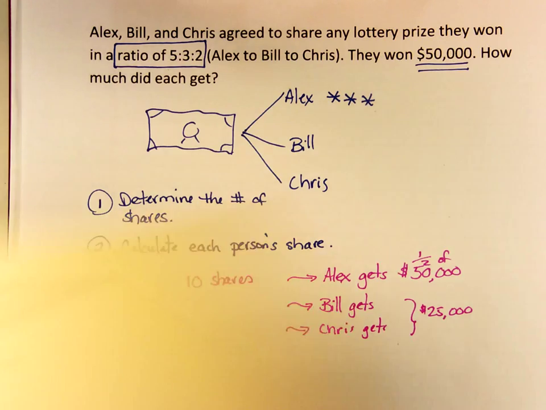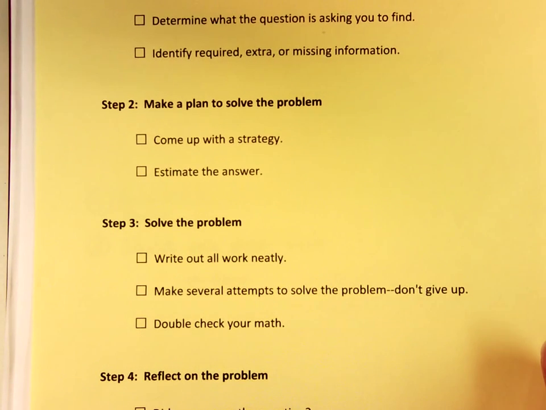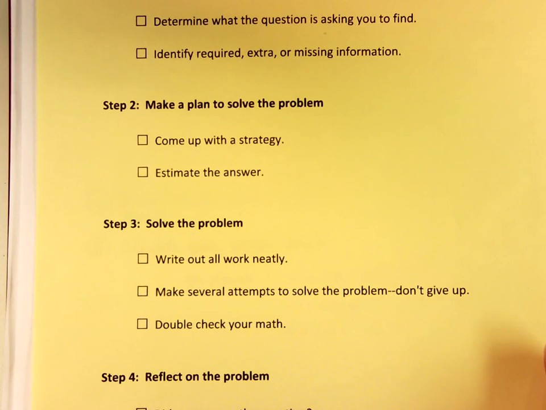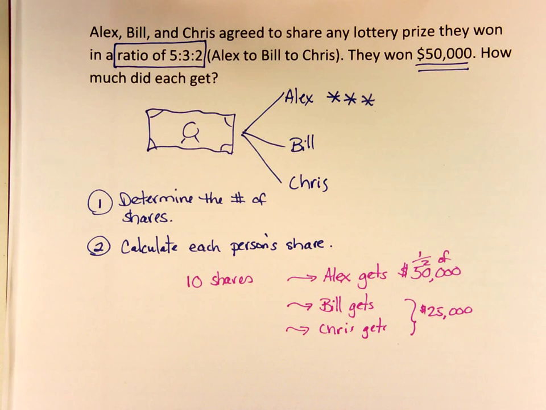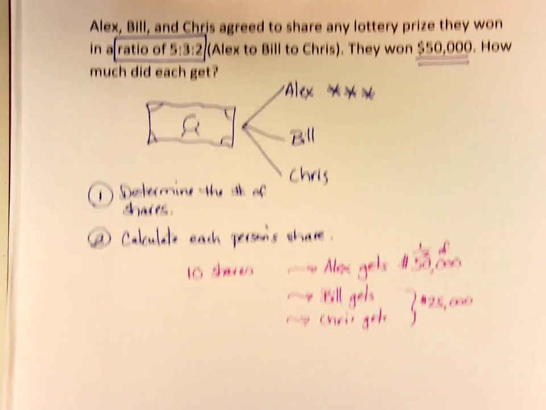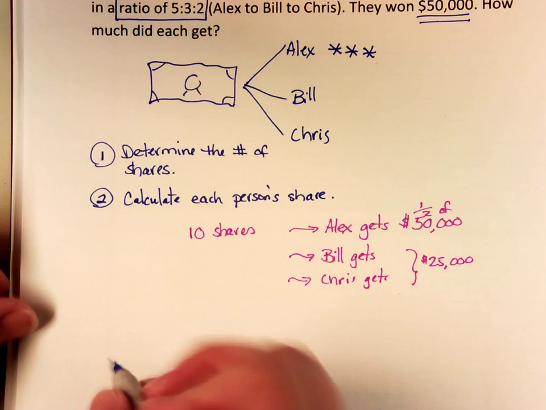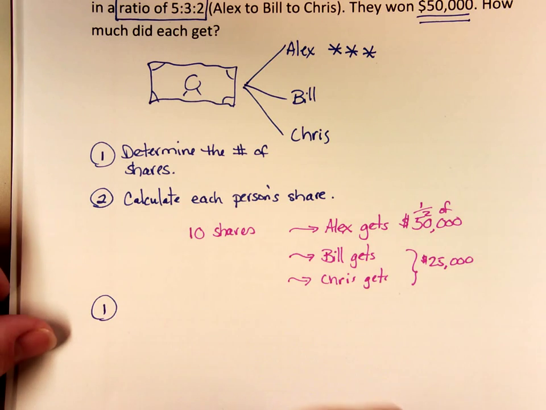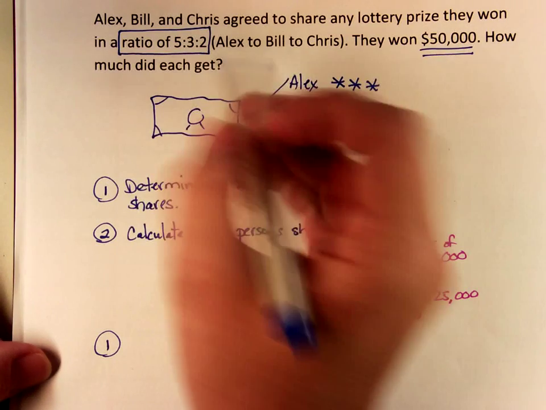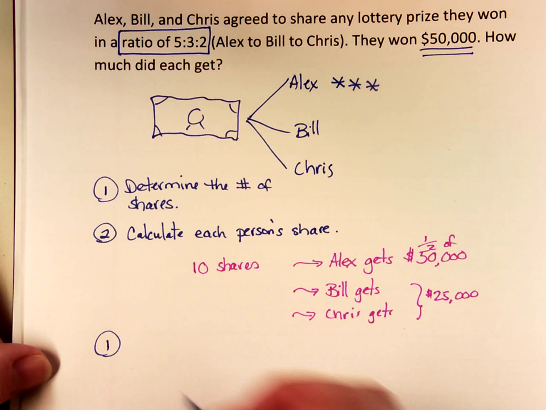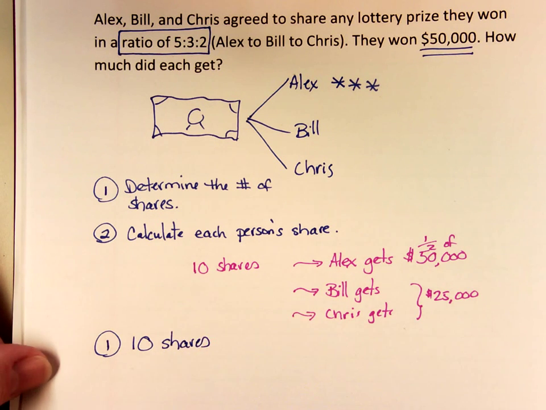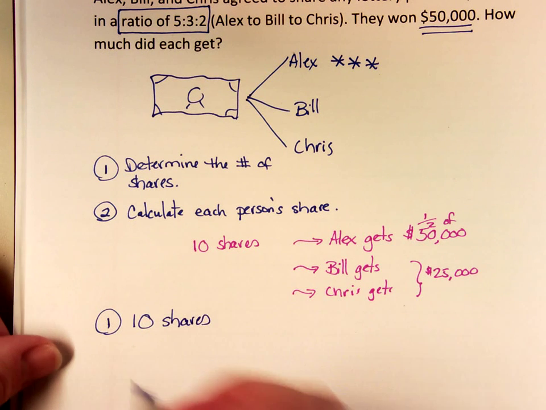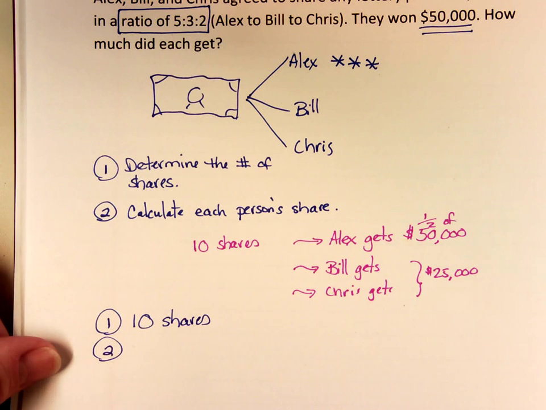Step number 3, solve the problem. Write out all work neatly, make several attempts to solve the problem, don't give up, and then double check your math. All right, step number 1, determine the number of shares. We said it was exactly 10. We added them up, 5 to 3 to 2. Just add up those numbers. 10 shares. That was easy.